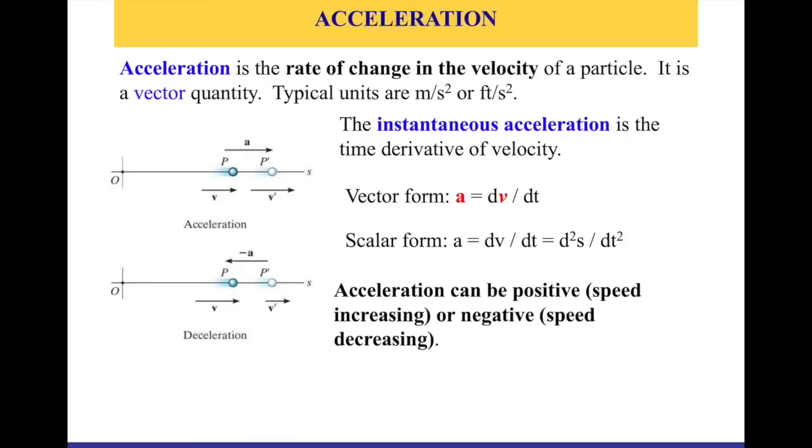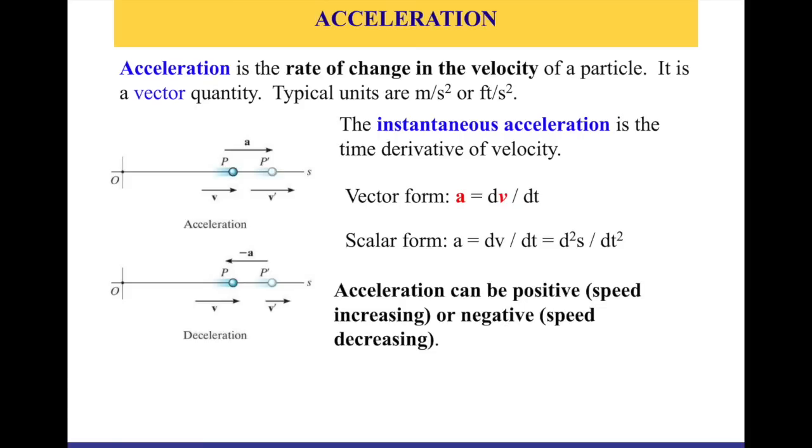The instantaneous acceleration is the time derivative of the velocity, and we are going to focus a lot on that because it's very important in our examples. In vector form, a equals dv over dt. In scalar form, a equals dv over dt, which is the first derivative of the velocity, or the second derivative of the position s. Acceleration can be positive, which means the speed is increasing, or negative, which means the speed is decreasing. That's the distinction between position and velocities on one hand and acceleration on the other.